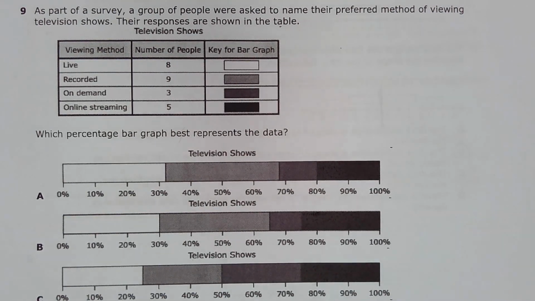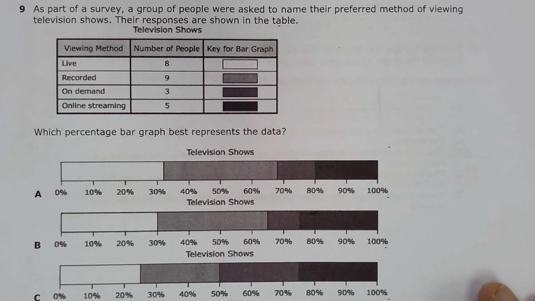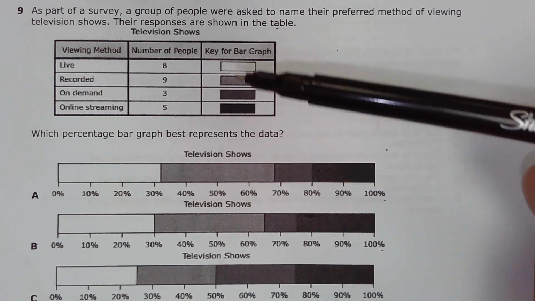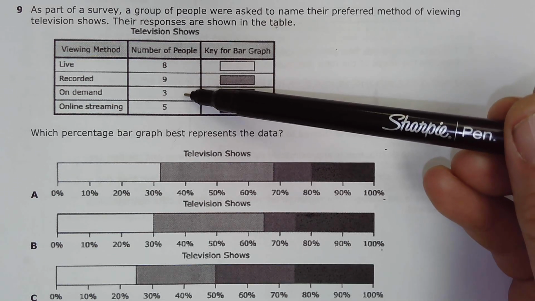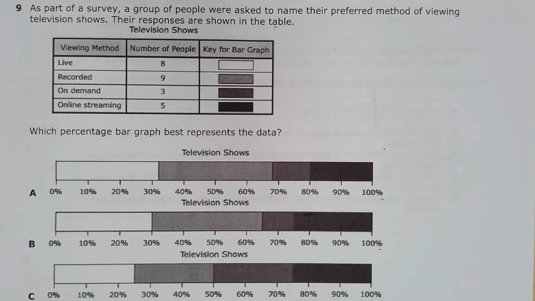All right, number 9. It says, as part of a survey, a group of people were asked to name their preferred method of viewing television shows, and the responses are shown in the table. So we have 8 people who like to watch TV live, 9 who like to watch it recorded, 3 who like to watch on demand, and 5 who like to watch online.